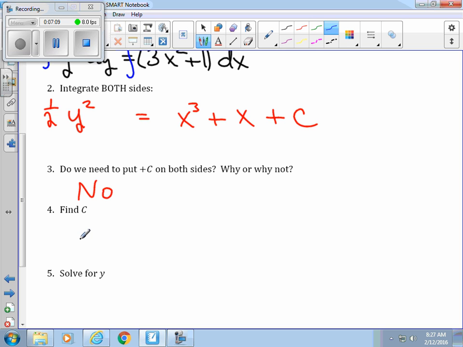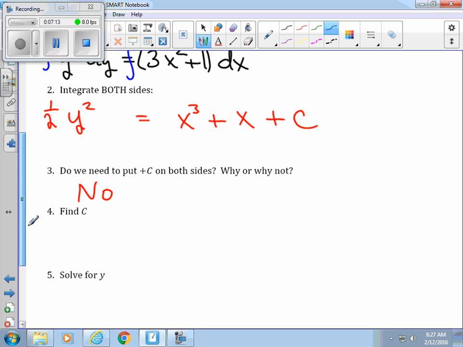Plug in a point for x and y. The point was 1, -2, so I'm going to put -2 in for y and 1 in for x. Then if you put plus c on the left side of the equal sign and then you subtract it over, wouldn't it cancel out the other one?